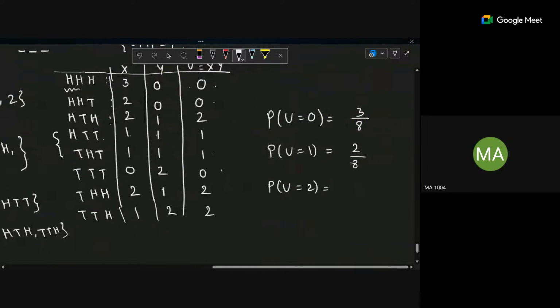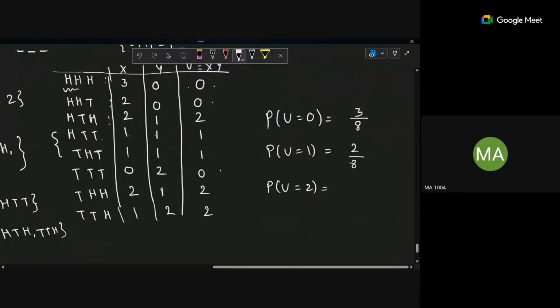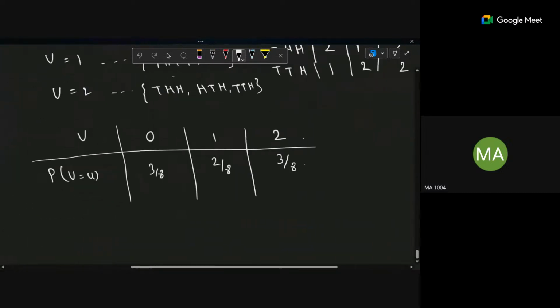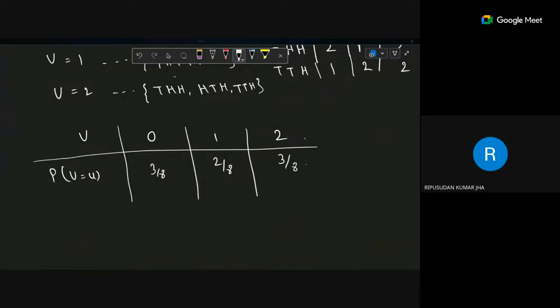For the probability that U is equal to 2, it is 3 by 8, 3 cases, right? Okay, so is it clear now? Yes, ma'am. Okay.